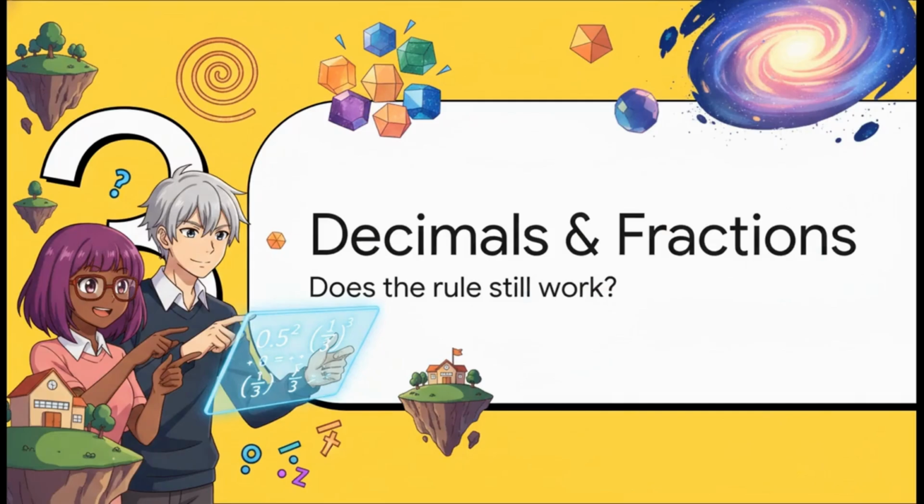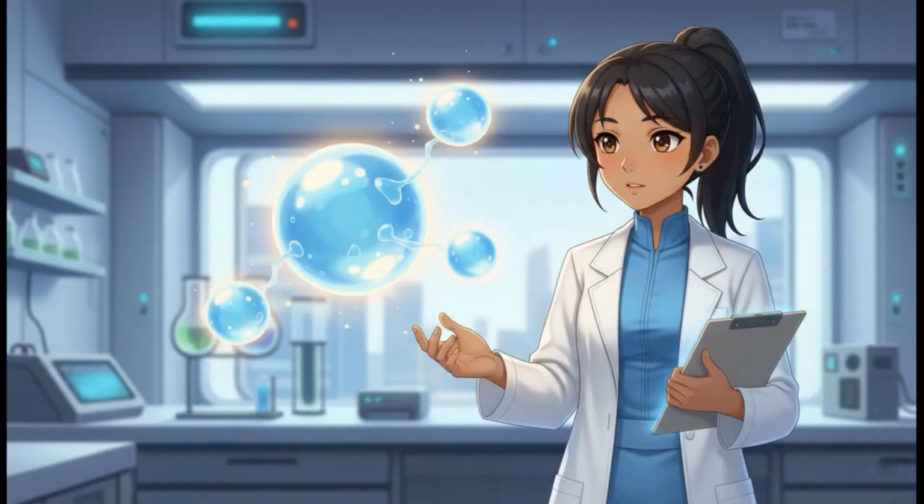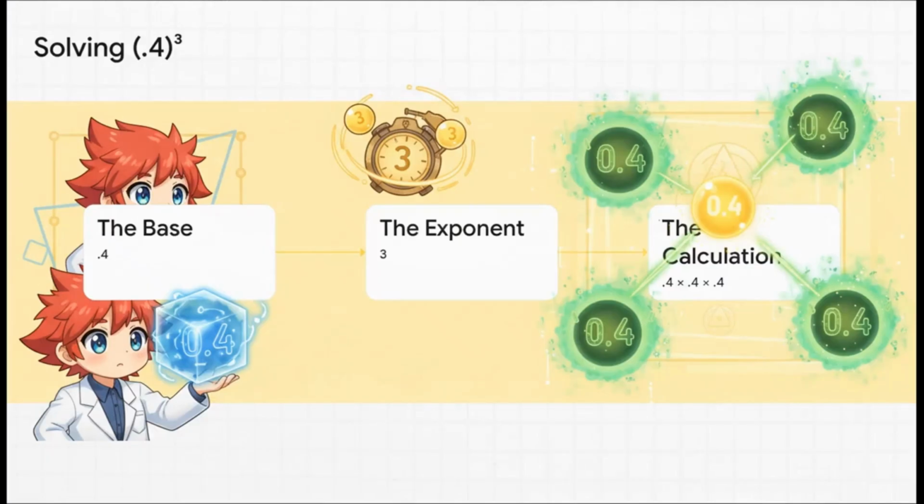Okay, so we've got whole numbers down. But what happens when we start using decimals and fractions? Do our simple little rules still hold up? Well, let's find out. Our next challenge is 0.4 to the power of 3. I know, the decimal makes it look a little more complicated, but let's just trust our process and see what happens.